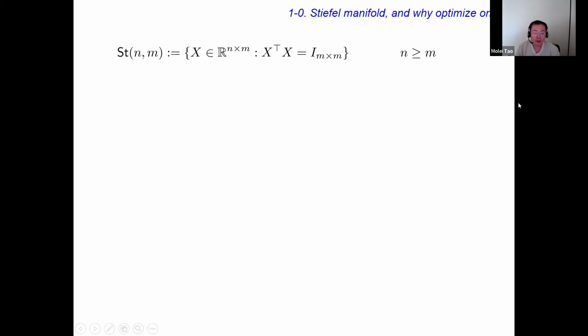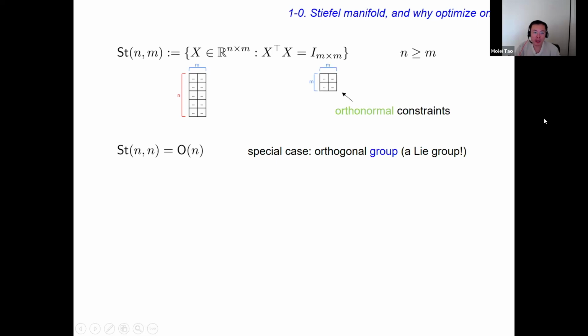A Stiefel manifold is actually a very concrete object. You are considering n by m matrices, and you are basically requiring the matrix to be orthogonal. More precisely, you are dealing with not necessarily square matrices. So it's n by m, but you are requiring each column to be orthogonal to all the other columns, which corresponds to this quadratic constraint. There is a special case, that's the orthogonal matrices case.